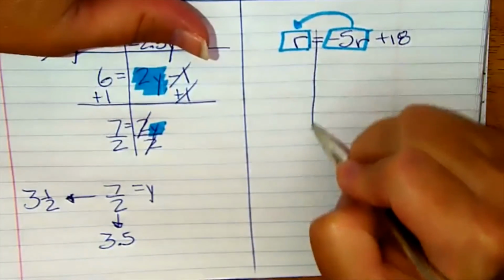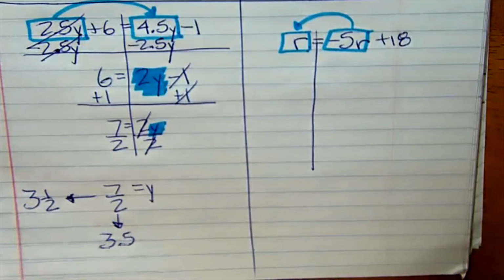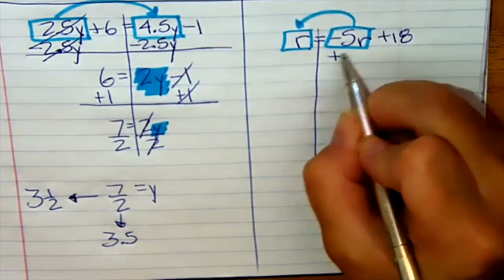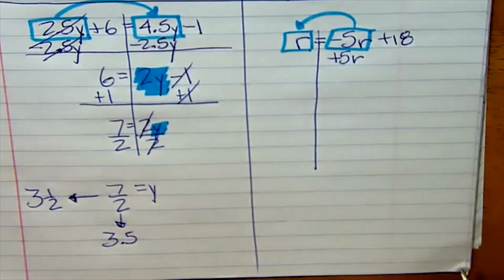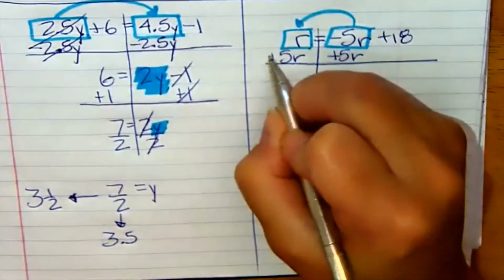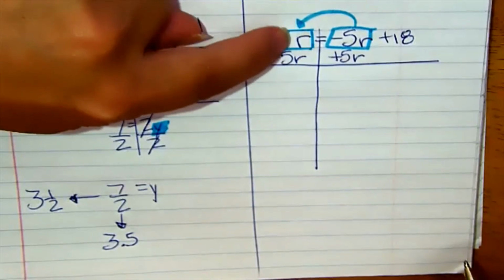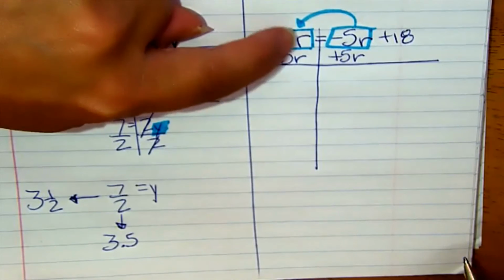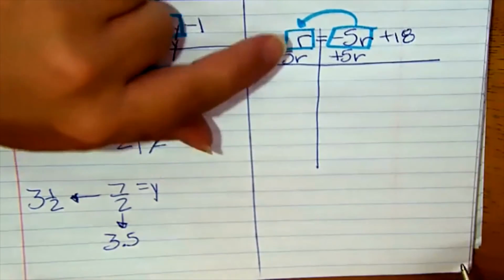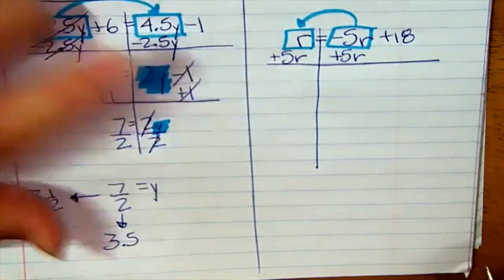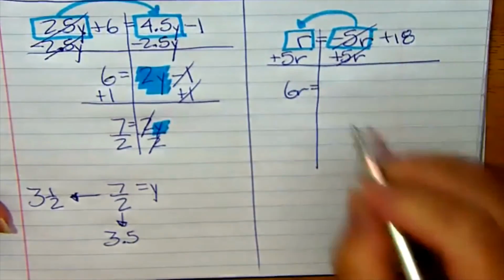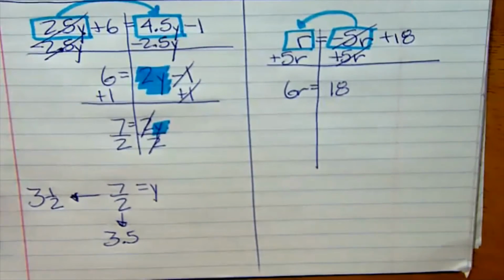So I want to get rid of this -5r. So to get rid of it, I need to use inverse operations. I'm going to add 5r. What I do to one side, I must do to the other. Now this is 1r. We don't write 1. The 1 is implied. So 1r plus 5r is 6r. These guys cancel, and my 18 comes down.